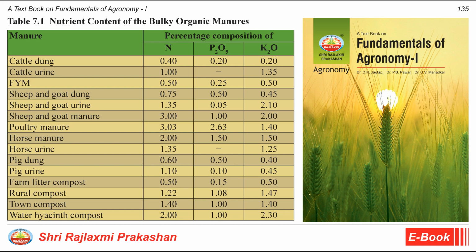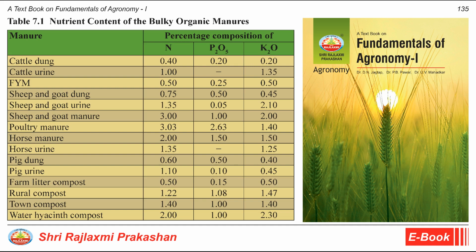Percentage composition of N 3.00%, P2O5 1%, K2O 2.00%. Manure number 7, poultry manure. Percentage composition of N 3.03%, P2O5 2.63%, K2O 1.40%. Manure number 8, horse manure. Percentage composition of N 2.00%, P2O5 1.50%, K2O 1.50%. Manure number 9, horse urine.